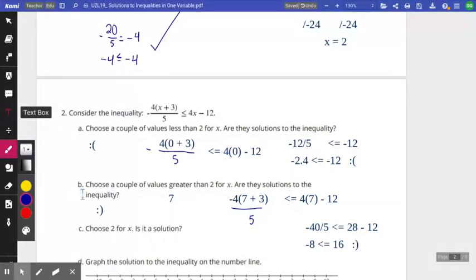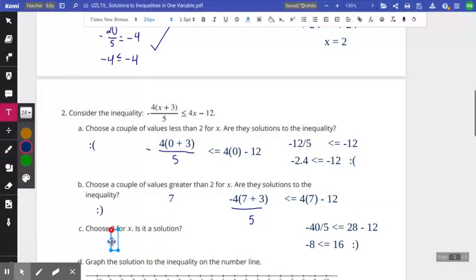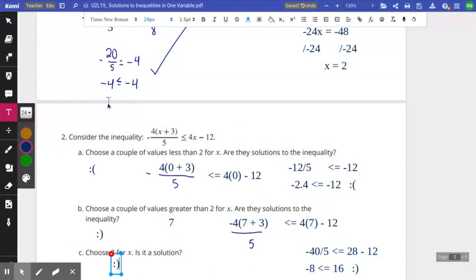Our answer for part C is yes, it is a solution for this inequality. It's a solution because when you get that statement, negative 4 is less than or equal to negative 4, negative 4 isn't less than negative 4, but negative 4 is equal to negative 4. So it would make that inequality true.